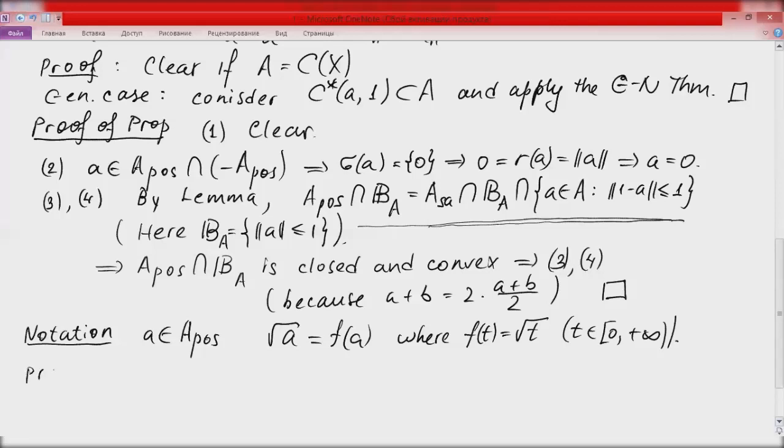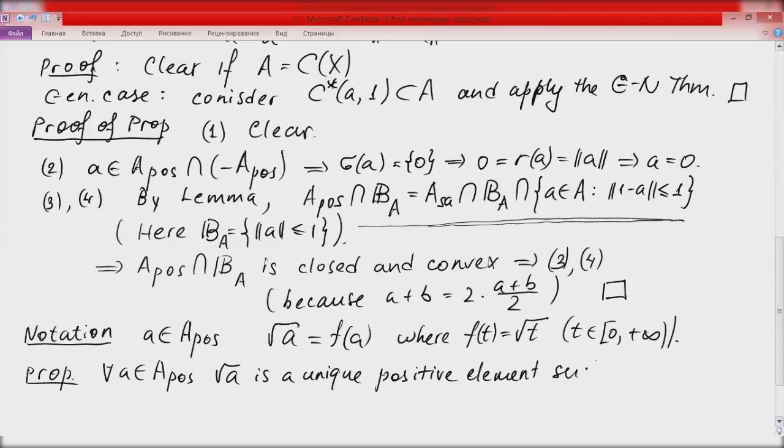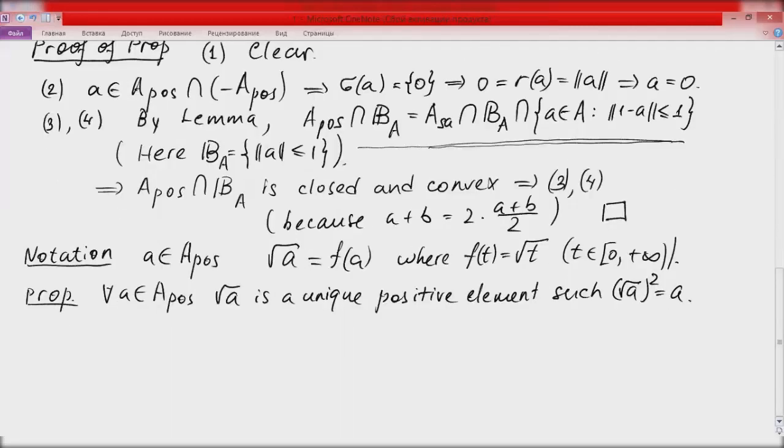And we have the following result. For each positive element a of our algebra, the square root of a is a unique positive element such that the square of this element equals a. Okay, so let's prove this result.